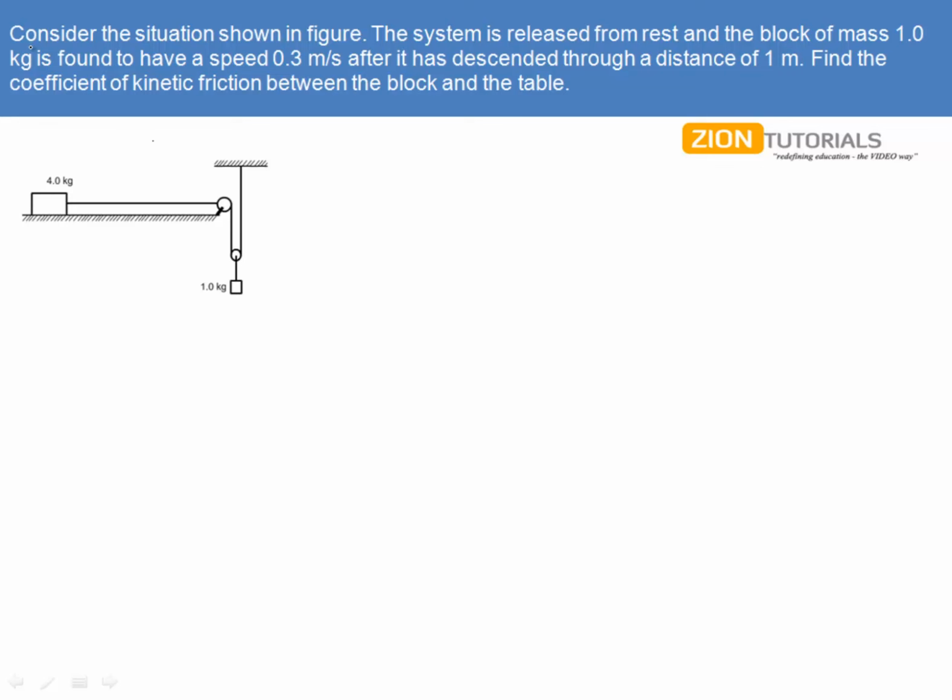As the question says, consider the situation shown in the figure. The system is released from rest and the block of mass 1 kg is found to have a speed of 0.3 meter per second after it has descended through a distance of 1 meter. Find the coefficient of kinetic friction between the block and the table.